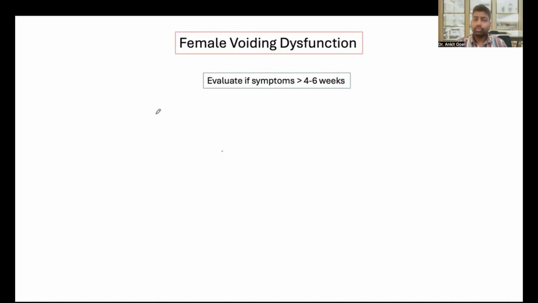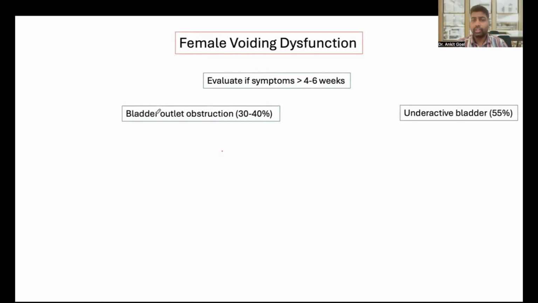So evaluate if the symptoms are more than 4 to 6 weeks. Underlying causes could be a bladder outlet obstruction or an underactive bladder. These are the patients who are going to have voiding difficulties, but again, as I said, they can have voiding symptoms or predominantly storage symptoms. Now, bladder outlet obstruction can be because of anatomical obstruction or functional obstruction. Let us look into that. Anatomical obstruction or functional obstruction.